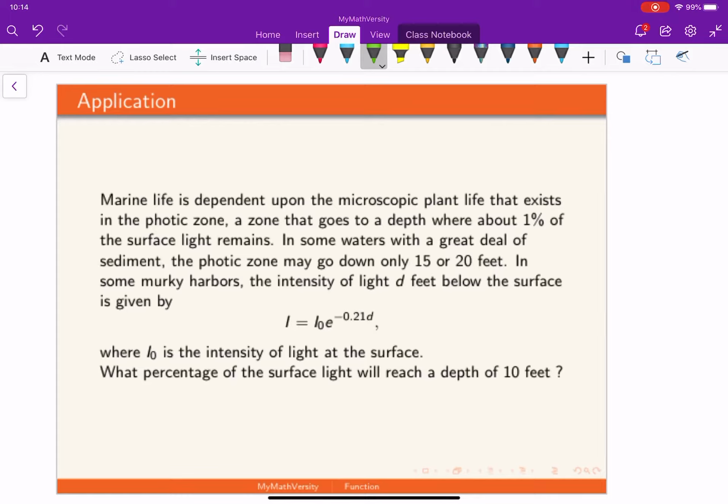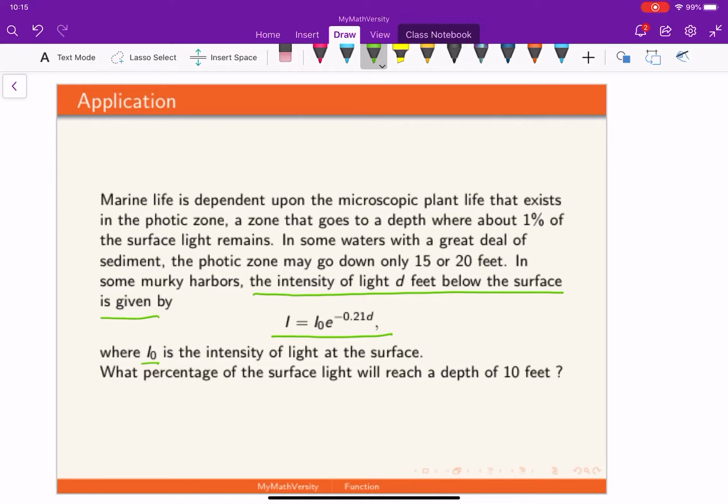In some murky harbors, the intensity of the light d feet below the surface is given by this relationship: I equals I sub 0 e to the power minus 0.21 times d, where I sub 0 is the intensity of the light at the surface and d is the depth. Okay, d is the depth below the surface. That's what it means.